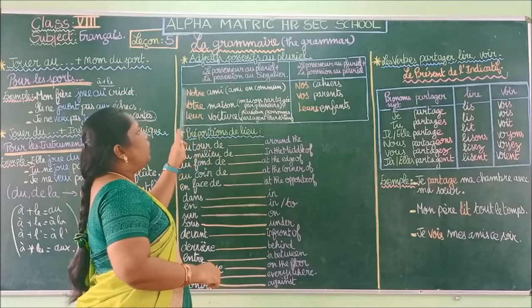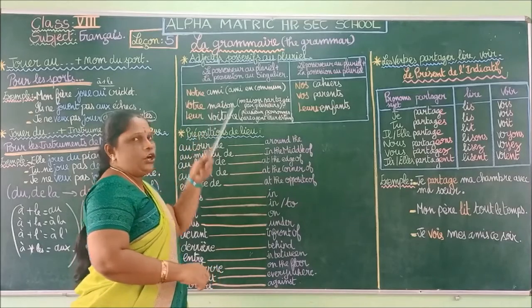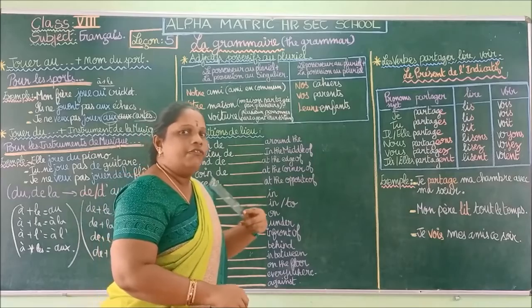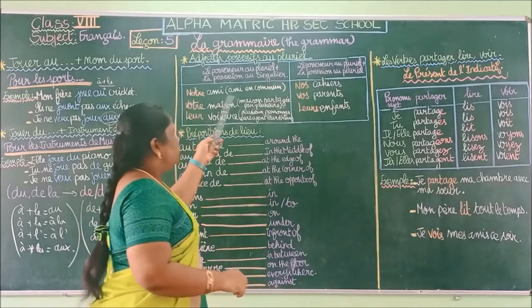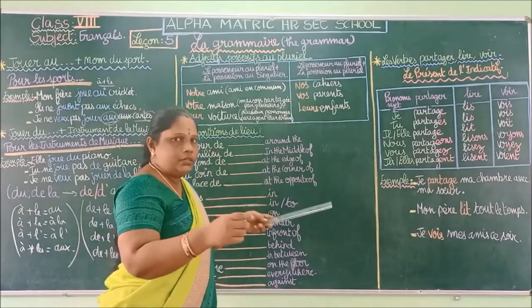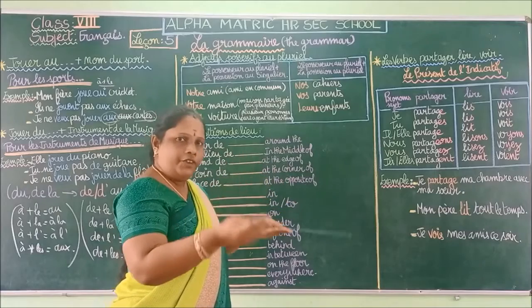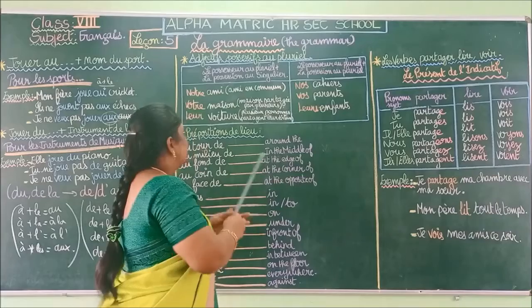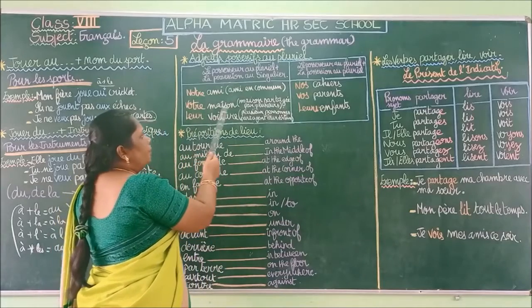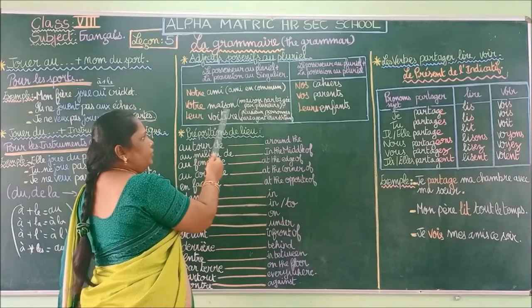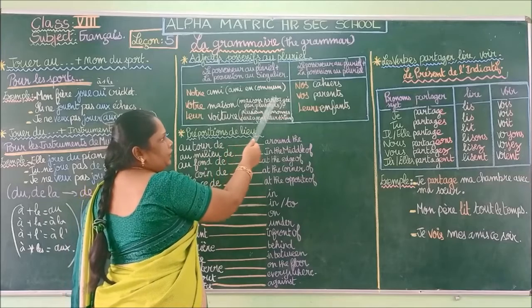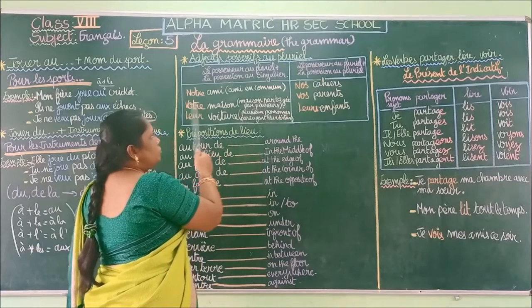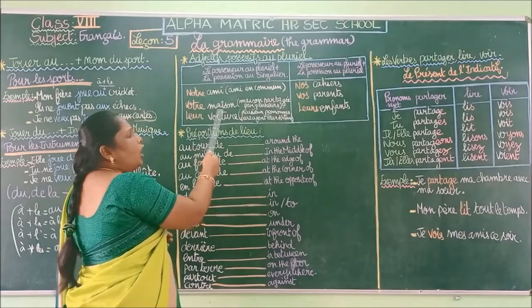So you can see notre ami. Notre ami means our friend. So it's a friend in common. He is our friend. It's a common friend for us. So next one, votre maison. So what is votre maison? Maison partagée par plusieurs. So it's your house.